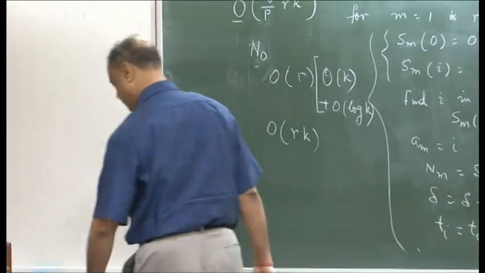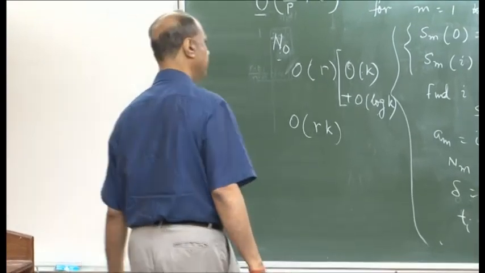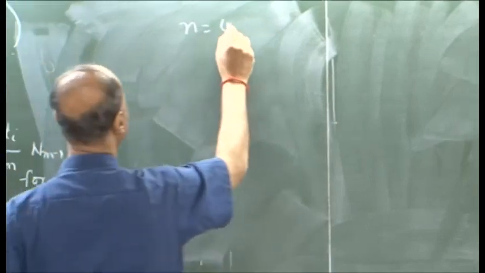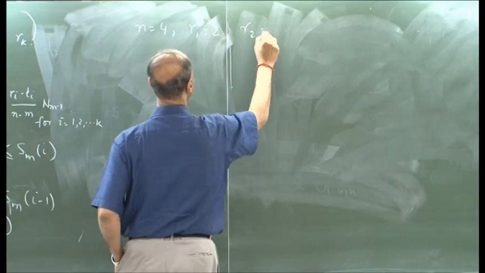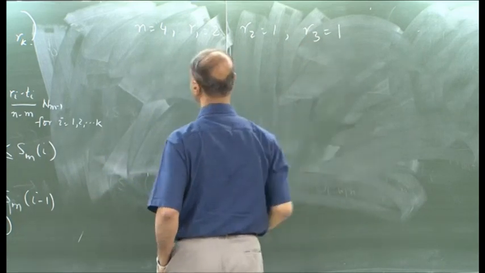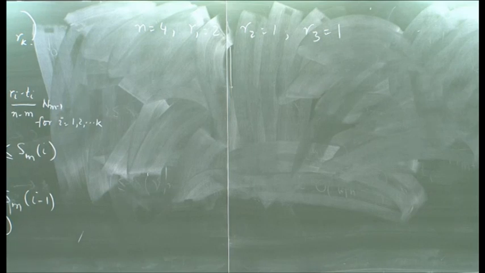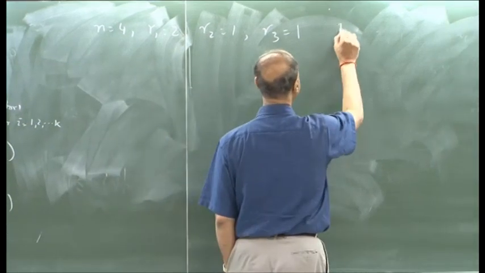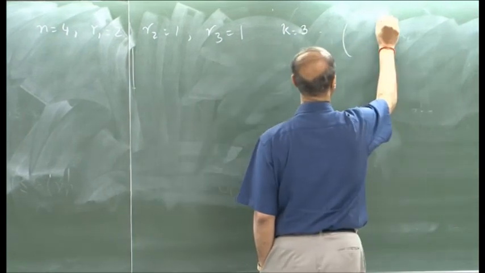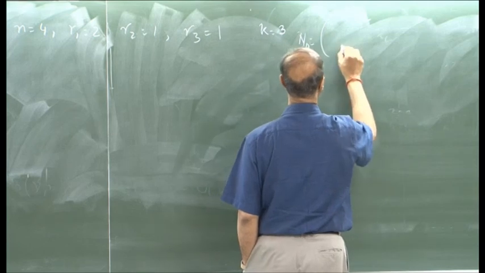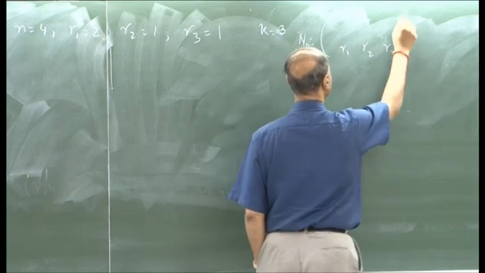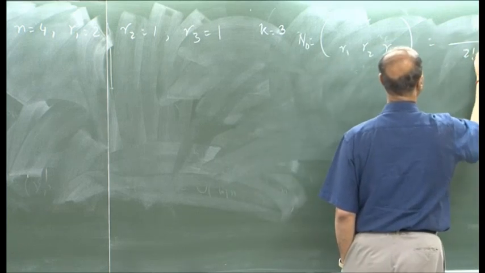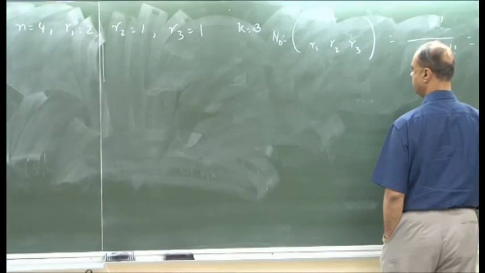So this is about your permutation algorithms. Let us see an example. Suppose I have n equals 4, R1 equals 2, R2 equals 1, and R3 equals 1. That means there are 4 objects of 3 kinds: 2 of the first kind, 1 of the second kind, and 1 of the third kind. So k is 3. What is your N0? It is 4 factorial over 2 factorial, 1 factorial, 1 factorial, which is 12.